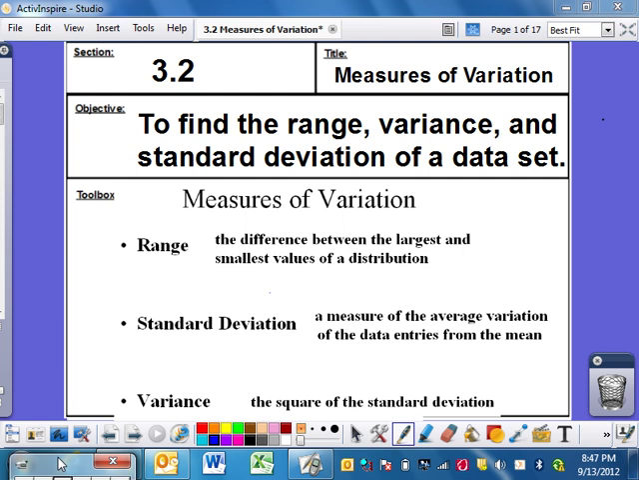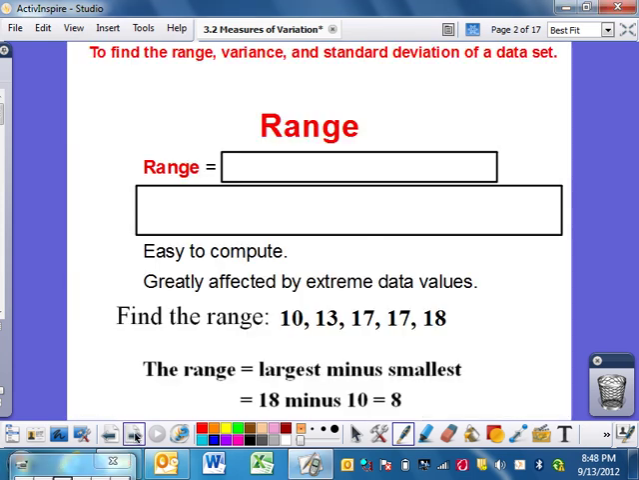You guys have heard what range is. It's the largest minus the smallest value of a distribution. And then the new things we're going to talk about are standard deviation and variance. They're one and the same, and they talk about the same type of data.